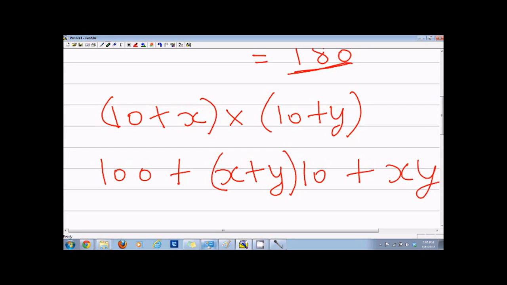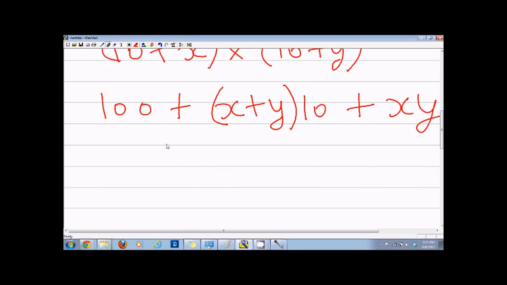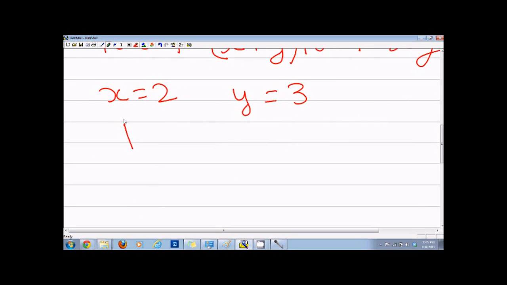So that's why if you substitute your numbers, suppose we have x is 2 and y is equal to 3, then you can substitute that and you get 100 plus 50 plus 6, so your answer is 156.